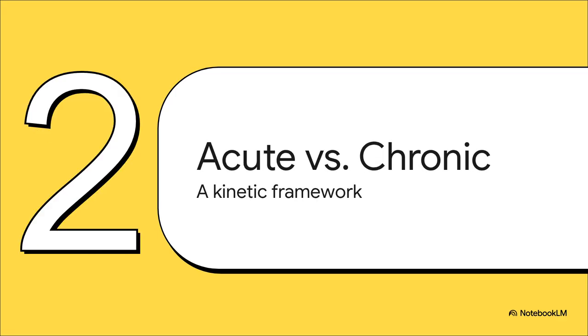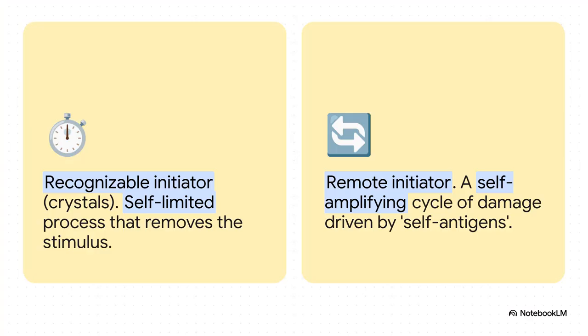Now, one of the most powerful ways to start thinking about these diseases isn't just by what part of the body they hit, but by their kinetics, basically how they start and how they keep going. This whole idea of an acute one-and-done process versus a chronic self-perpetuating cycle is absolutely fundamental for diagnosis and for treatment. So let's break this down.